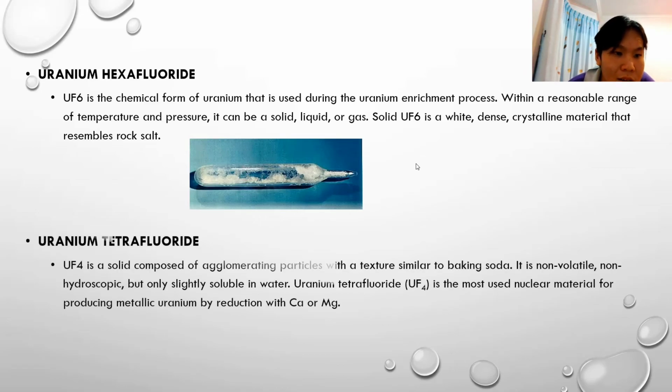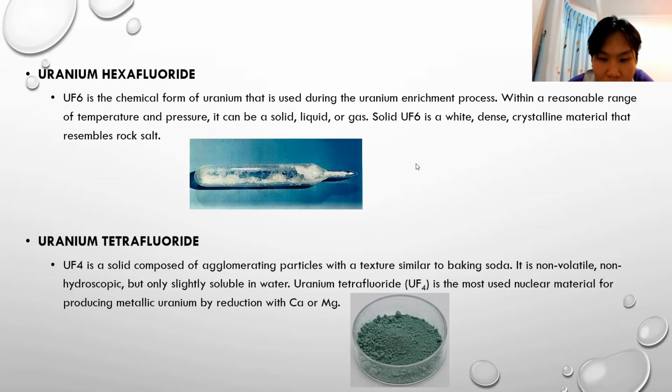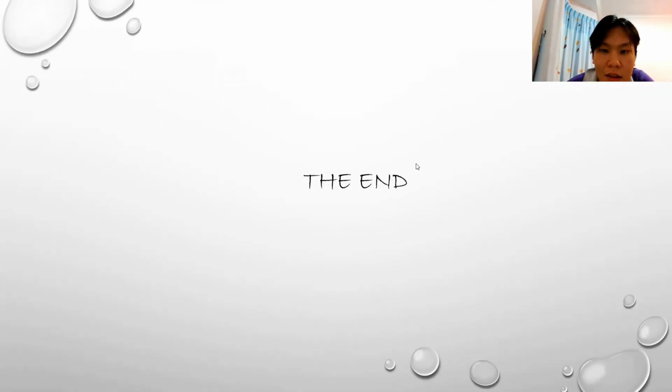The last one is uranium tetrafluoride. Uranium tetrafluoride is a solid composed of agglomerating particles with a texture similar to baking soda. It is non-volatile, non-hygroscopic, but only slightly soluble in water. Uranium tetrafluoride is the most used nuclear material for producing metallic uranium by reduction with calcium and magnesium. Then this is the image of it, and its color is green. Then that's all for me.